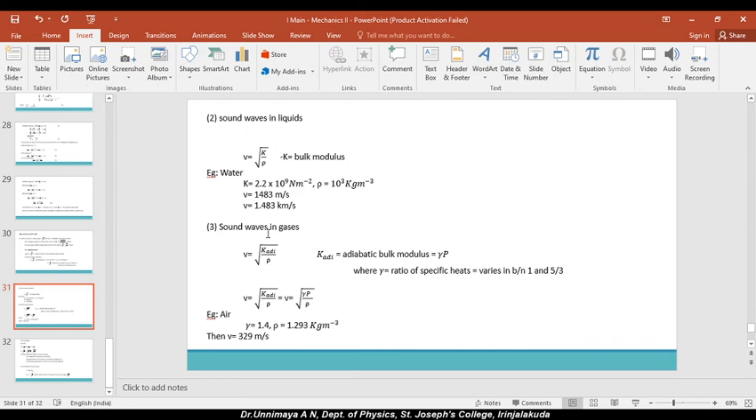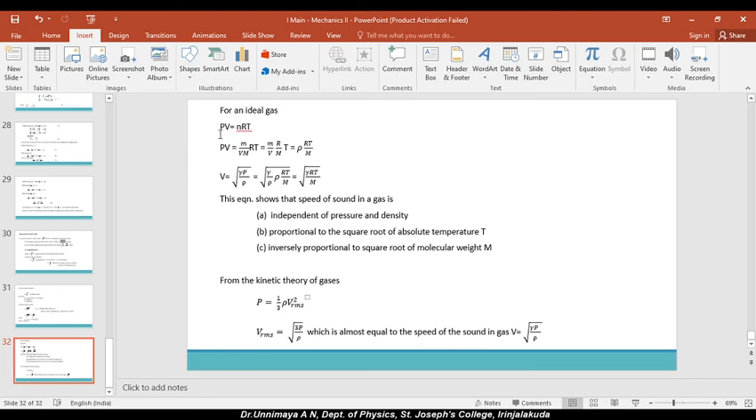For sound waves in gases, v is equal to root K adiabatic by rho, where K adiabatic is gamma P. So v is equal to root of gamma P by rho. For air, gamma is 1.4 and rho is 1.293 kilogram per meter cube, and we get velocity v. P is pressure, so taking P as 1 atmospheric pressure here, then v is equal to 329 meter per second.